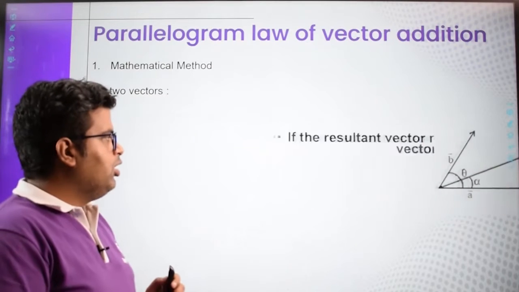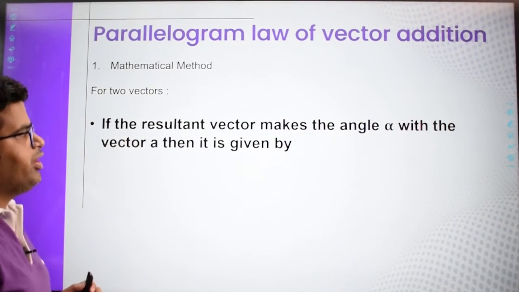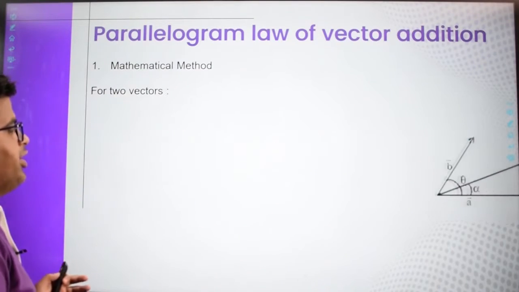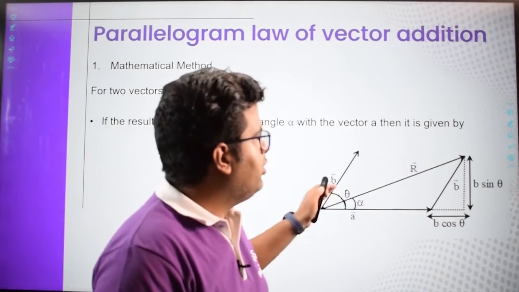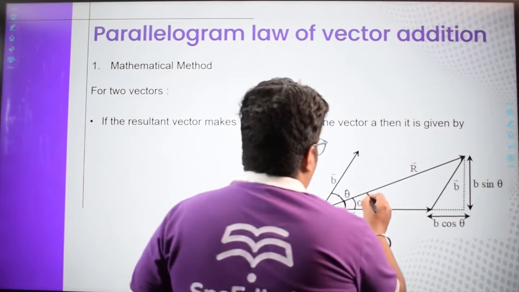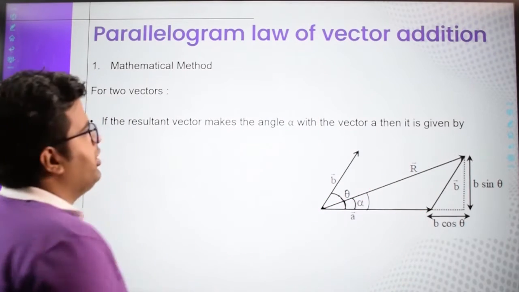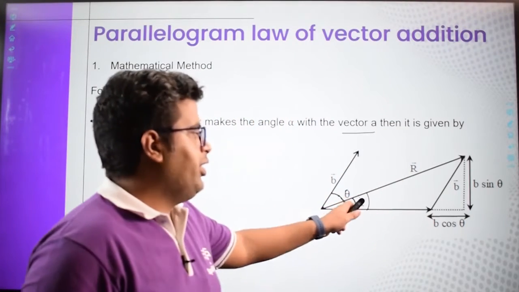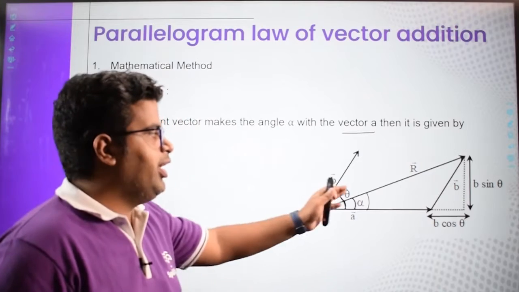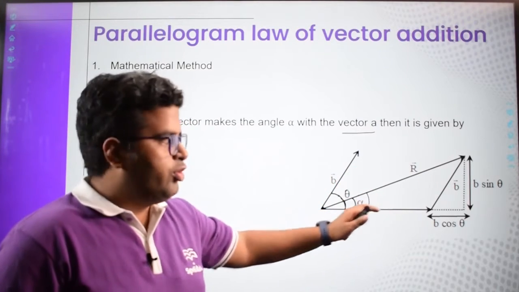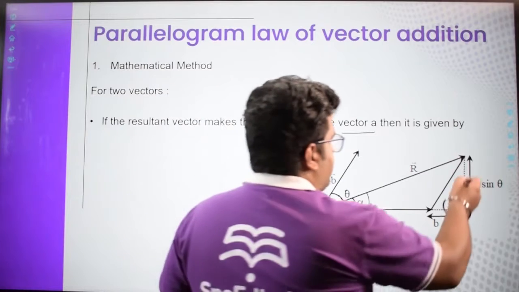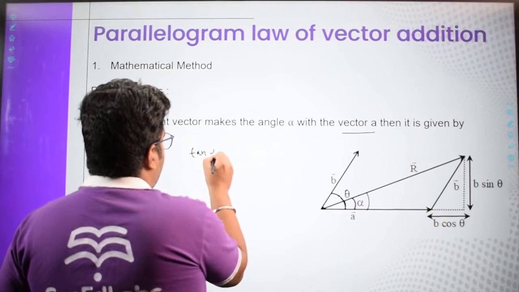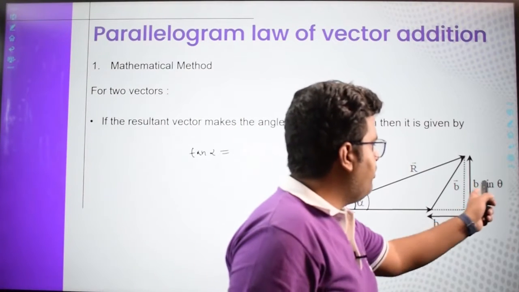Now we are going to see if the resultant vector makes an angle alpha. What is the resultant vector? You can see it from the diagram. This is the resultant vector, and it is making an angle alpha with the A vector. So basically we want to find tan of alpha, just to find the direction of the resultant vector with the A vector. Tan alpha is going to be perpendicular upon base. What is the perpendicular over here? It is b sine theta.